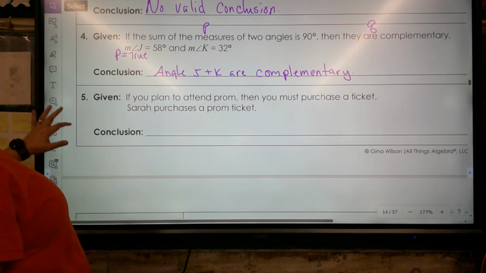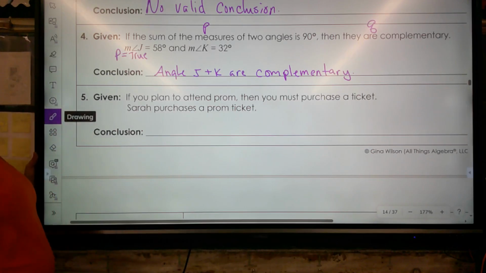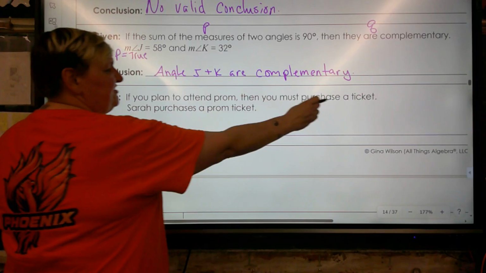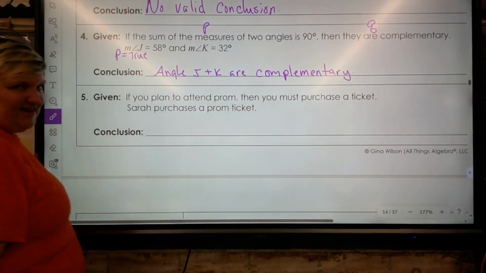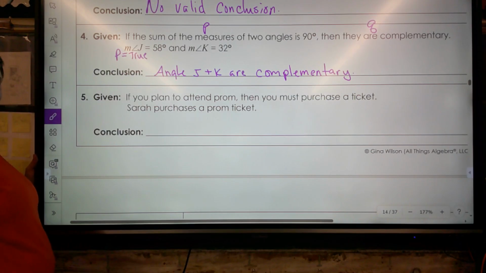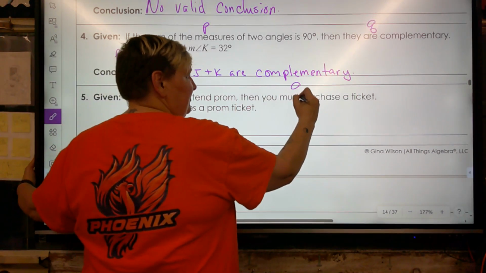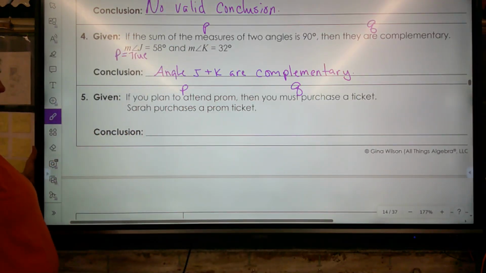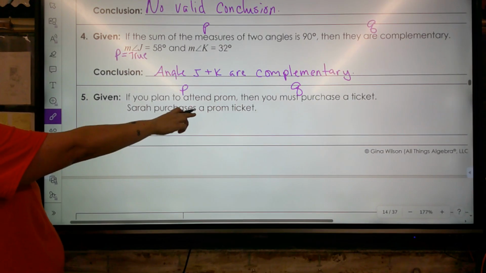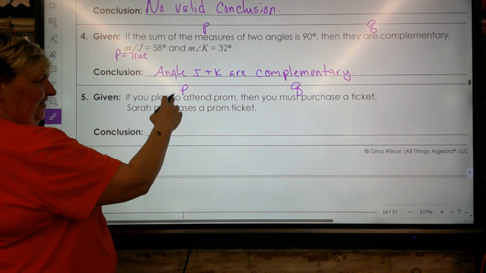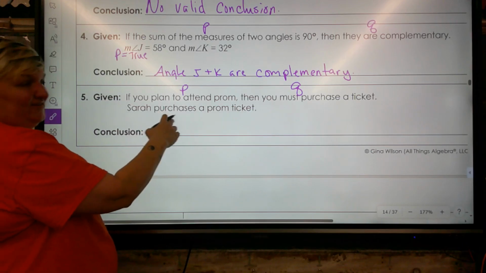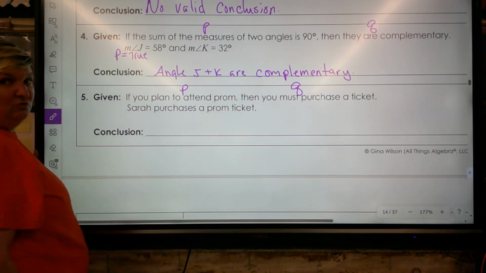And the last one, let's make it interesting, for law of detachment. All right, think about detachment as separating. So we're using this information to determine if this information is accurate. This is our evidence. Is it enough evidence to make a conclusion? I don't know. That's what we have to figure out. All right? So given, if you plan to attend prom, then you must purchase the ticket. If then, Sarah purchases a prom ticket. It's not a P. It's actually a Q. It's information about Q.